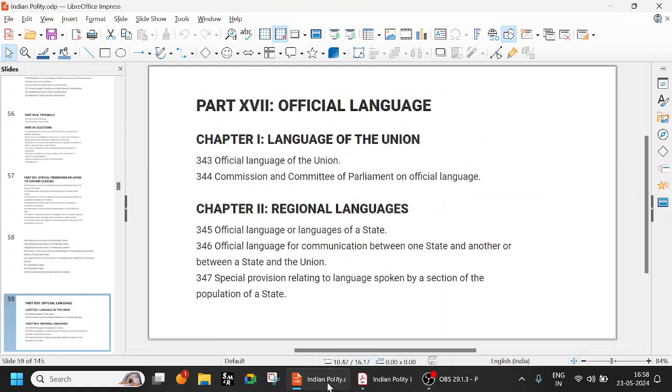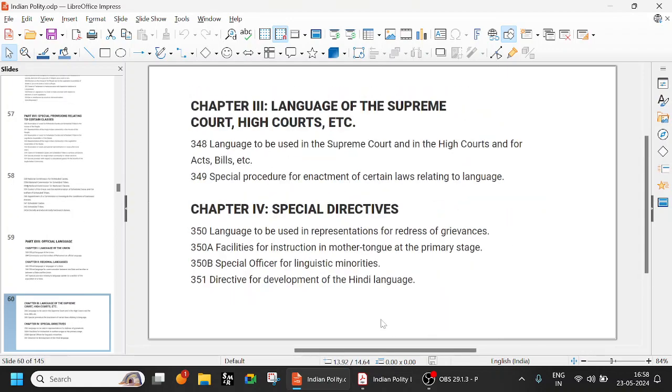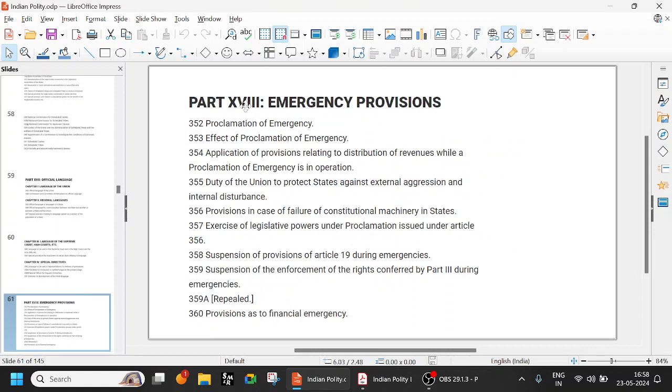Okay, so emergency provisions, if you look at it, Part 18 deals with the emergency provisions. 352 is proclamation of emergency, very important. And all these things are important. Again, 356 is president's rule. It is called as the president's rule. Provision in case of failure of constitutional machinery in states.